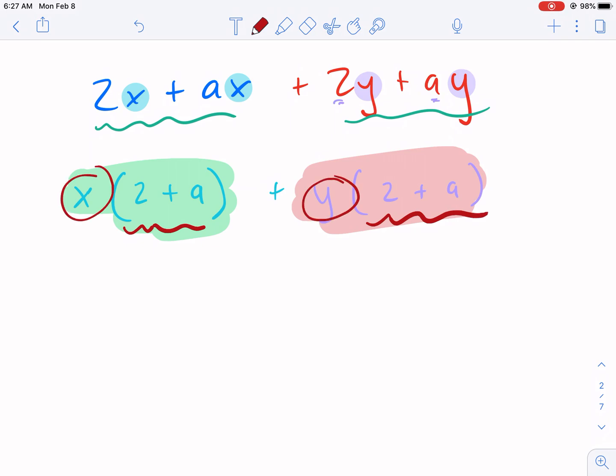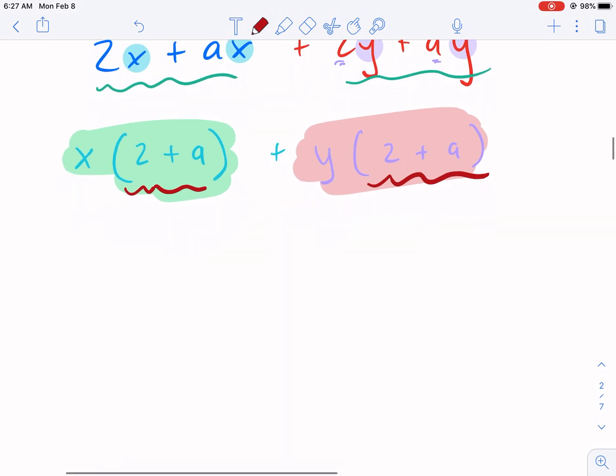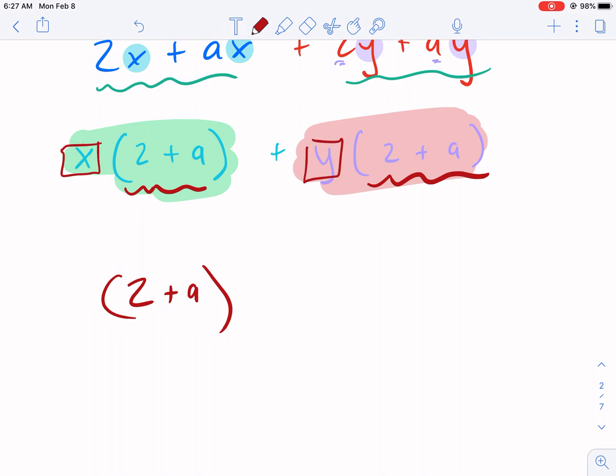The x and the y are not common factors. They're not in the same variable. But 2 plus a is the same. It's identical. So guess what? I can take out the 2 plus a. I'm going to factor that out. And now I say, okay, in the two terms, what did I not take out as a common factor? What did I not underline? And it's this and this, the x plus y.